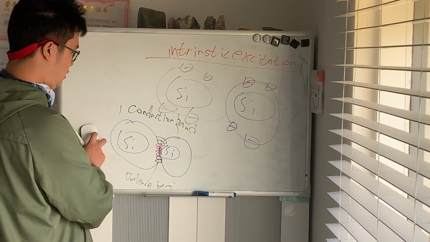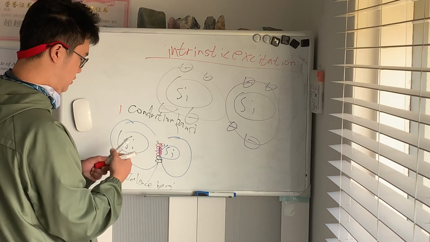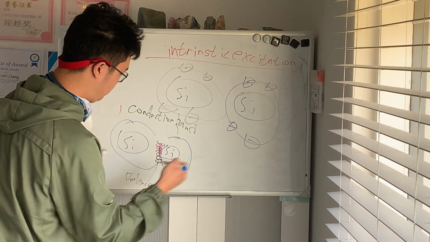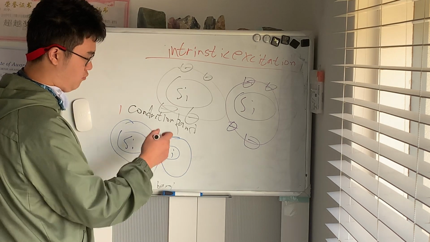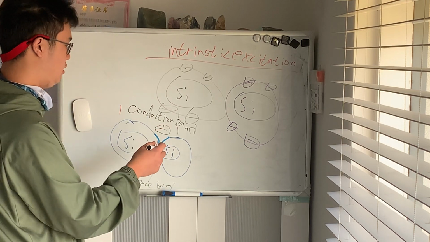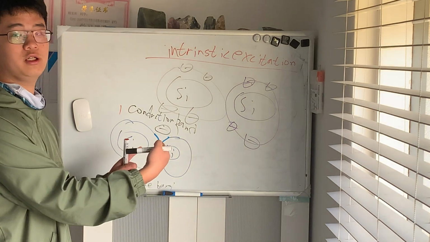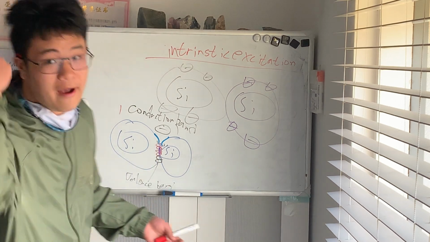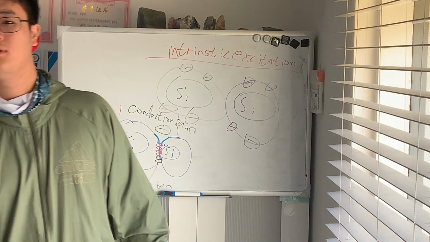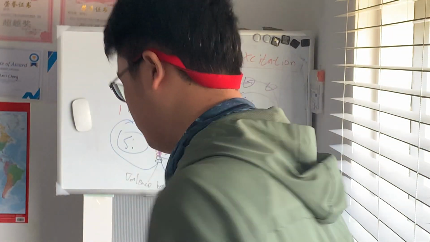So let's say they get rid of one. And there's one free electron out there in the conduction band, which can be used to conduct electricity. Because this is a free electron, just like in other metals. You have to think smart, guys.